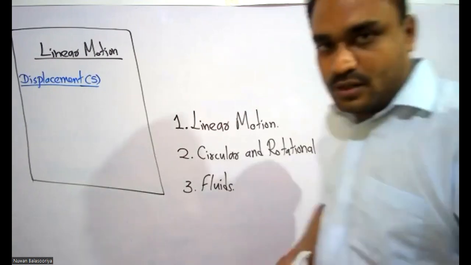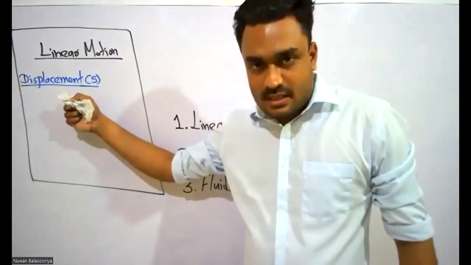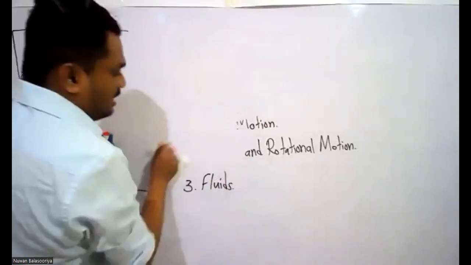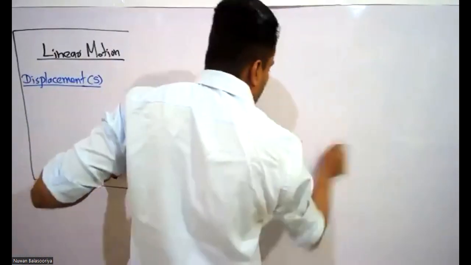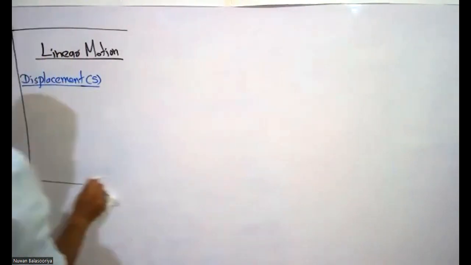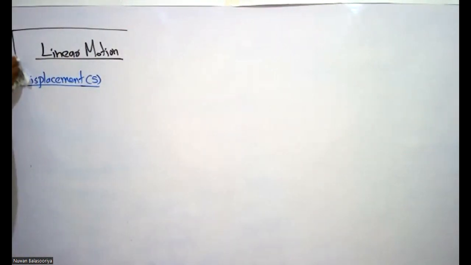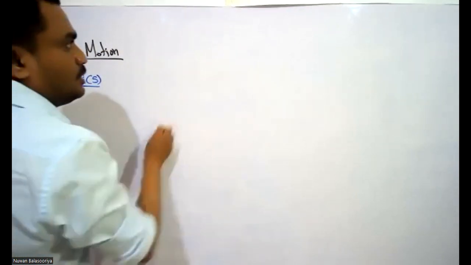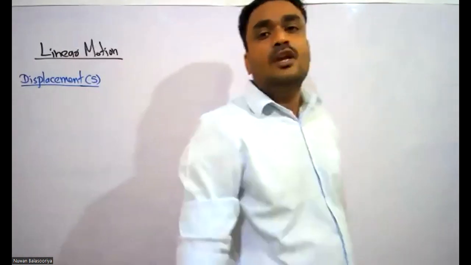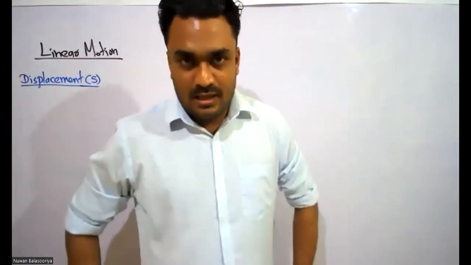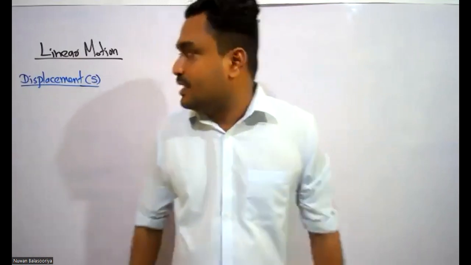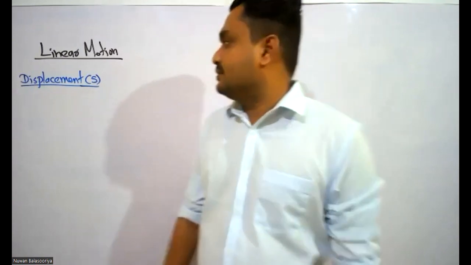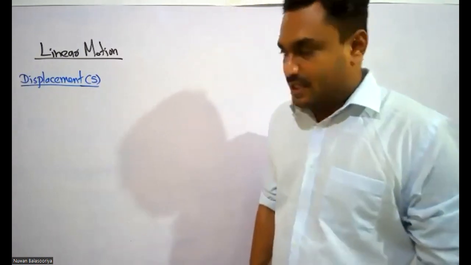Very good. So please write: the shortest distance between any 2 points, comma, is known as displacement. Displacement. Right. Shortest distance between any 2 points.